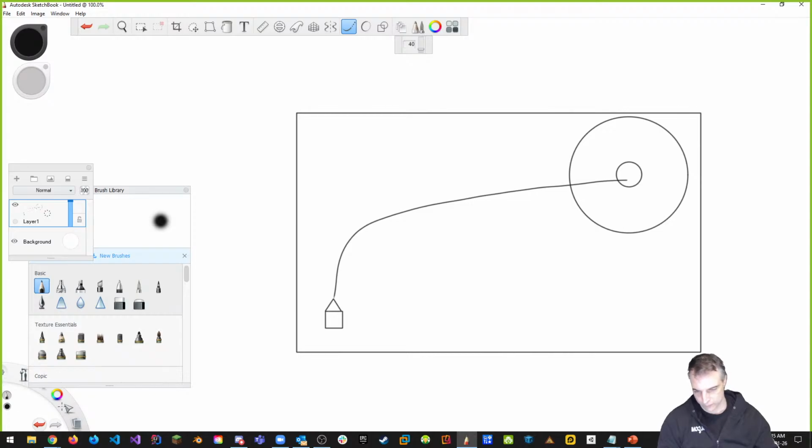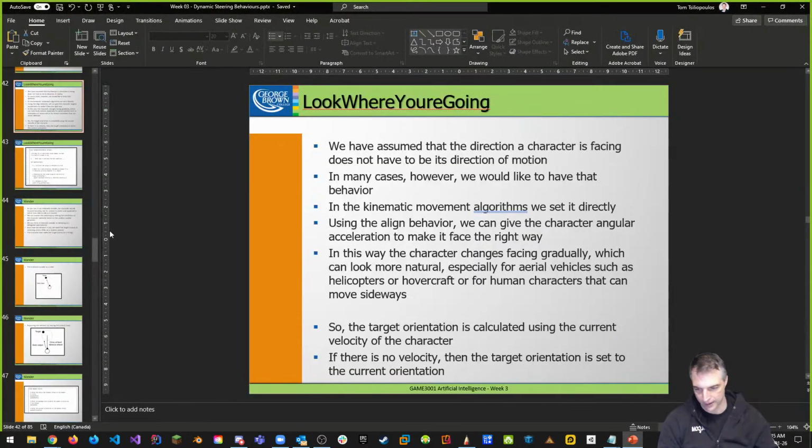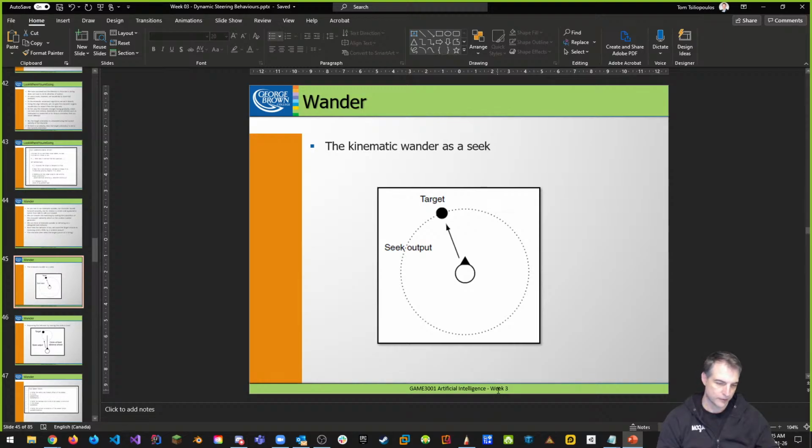Okay. Which is what we talked about in lab last day. Okay. Wander. Wander is very similar. How do we do kinematic wander? We can use kinematic wandering as our seek.